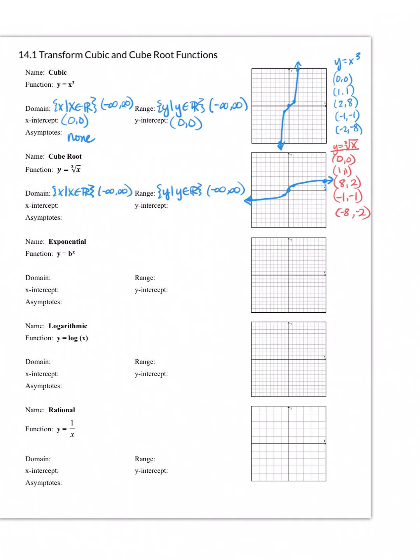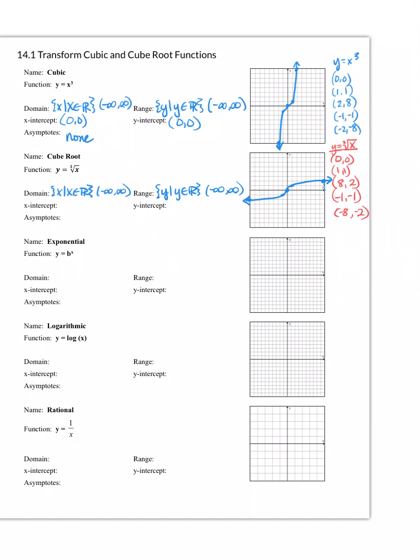Notice my x and y-intercept really didn't change. It's still at the origin for both y-intercept and x-intercept. And again, there are no asymptotes on this thing. Now, what you want to do is keep in mind these points as you get used to graphing these, because we're going to do transformations on your assignment today. So you're going to need to know like 0, 0, 1, 1, 2, 8, and then reverse them for the cube root function. So let's pull out your paper for the next part of this lesson.